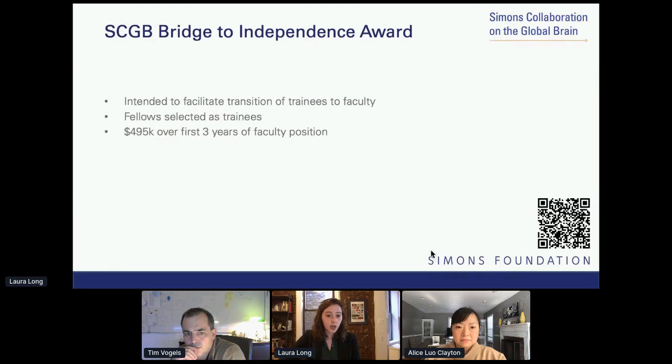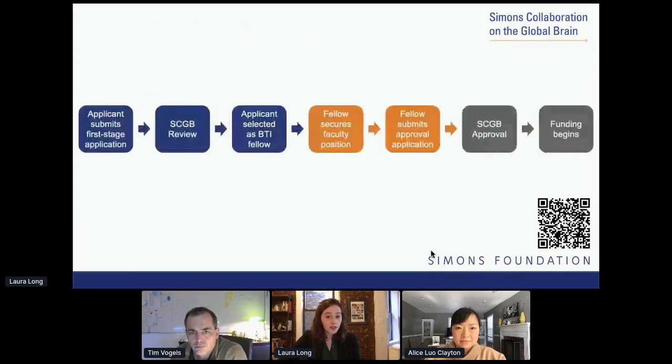The program selection process is specifically designed to enhance a fellow's job prospects by providing a letter that specifies our financial commitment to the proposed project once the BTI fellow has secured a suitable faculty position. The grants are awarded through a multi-stage process. The first stage, in blue, Open Now, is a competitive process where applications are reviewed by the SCGB Scientific Staff and Review Committee, and fellows are selected at the end of stage 1.